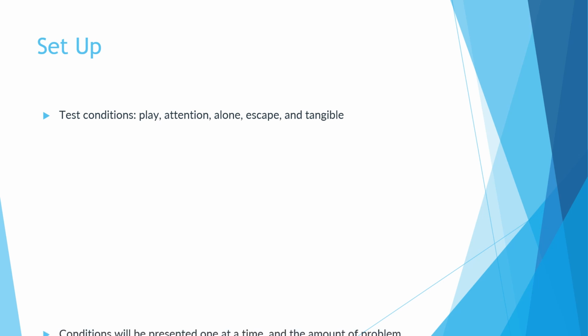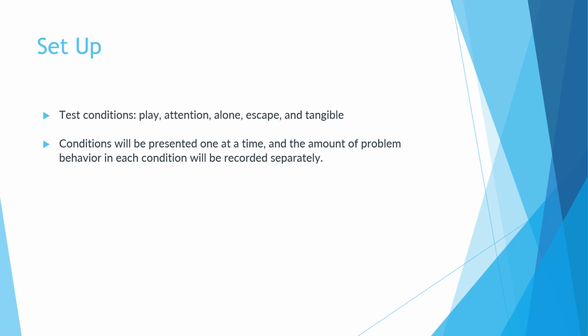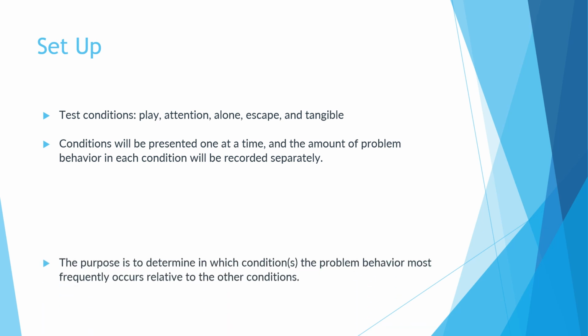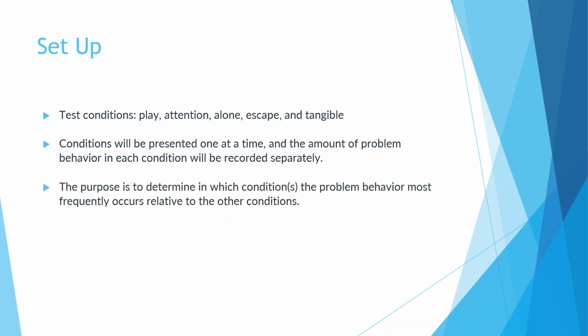In this instance, we will conduct a functional analysis in the following test conditions: a play condition, an attention condition, an alone condition, an escape condition, and a tangible condition. Conditions will be presented one at a time, and the amount of problem behavior in each condition will be recorded separately. For example, I will take frequency data on the number of times my client bangs his head in the alone condition, then again in the attention condition, and so on. The purpose is to determine in which condition or conditions the problem behavior most frequently occurs relative to the other conditions.